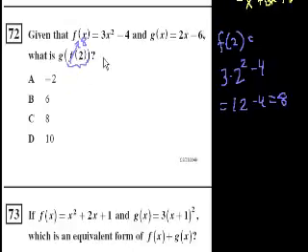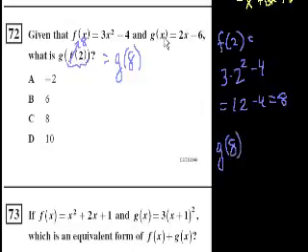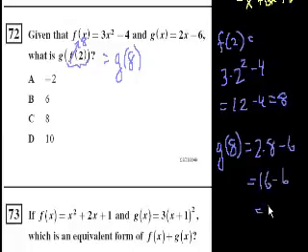So g of f of 2 is equal to g of 8, right? And what's g of 8? G of 8, everywhere you see an x, just pop in an 8, is equal to 2 times 8 minus 6, which is equal to 16 minus 6, which is equal to 10. Choice D. Problem 73.